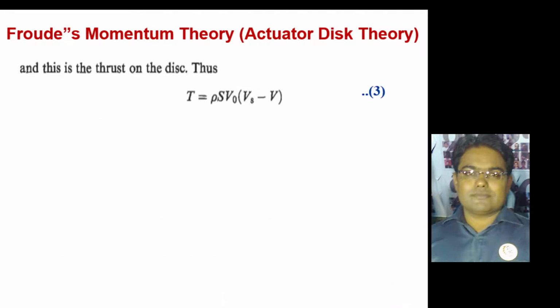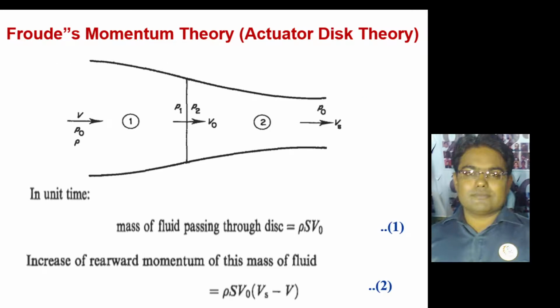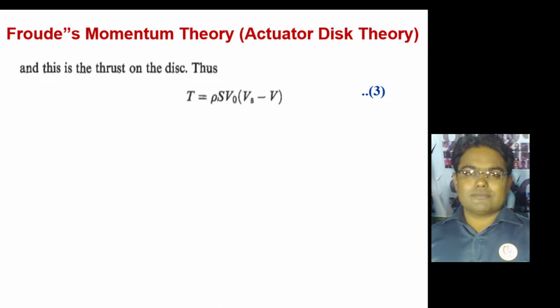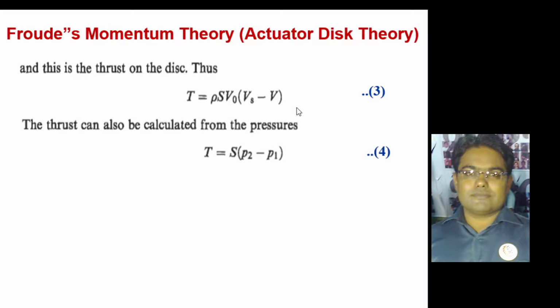And the rate of change of momentum is called thrust basically. So whatever momentum we got, that generates the thrust. So thrust on a disk is given by the mass flow rate and the change in the velocity. So rho s v naught, vs minus v is called thrust. Thrust can also be calculated via the pressure difference between the upstream and downstream flow. So P2 minus P1, where P2 is the pressure downstream of the disk and P1 is the pressure upstream of the disk.